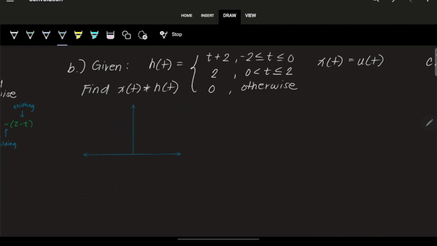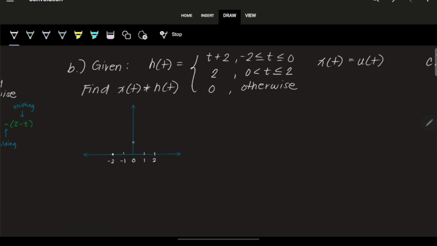Okay, so ito yung ating h of t. First, between negative 2, negative 1, 0, 1, and 2. Okay, so sabi, the signal is t plus 2. So let's substitute. When t is negative 2, negative 2 plus 2, so that's 0. Then we have zeros, t is equal to 0, so 0 plus 2, so that's positive 2.